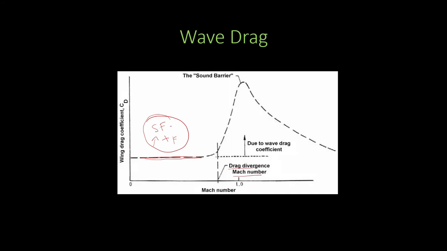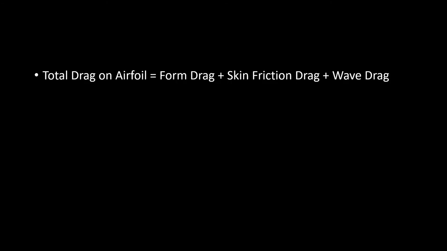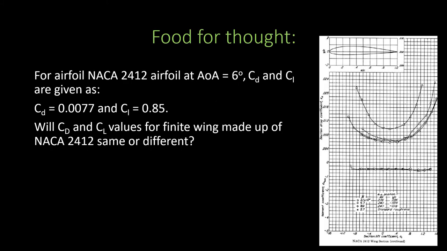So these were the three types of drag associated with the airfoil or infinite wing. So the total drag on an airfoil is form drag plus skin friction drag plus wave drag. Form drag plus skin friction drag together are also known as profile drag. They are called profile drag because they depend on the profile or shape of the airfoil, and wave drag is basically dependent on the Mach number, and it comes into the picture when we have a transonic or supersonic flow.